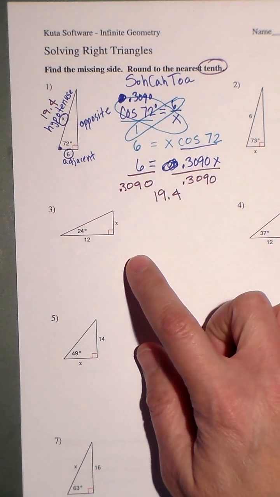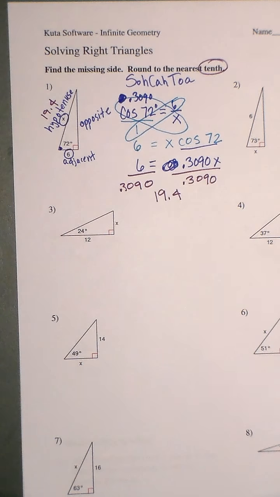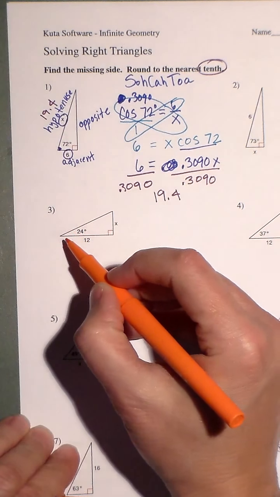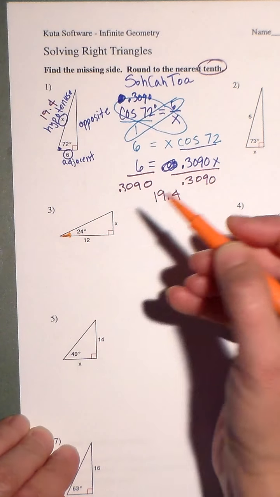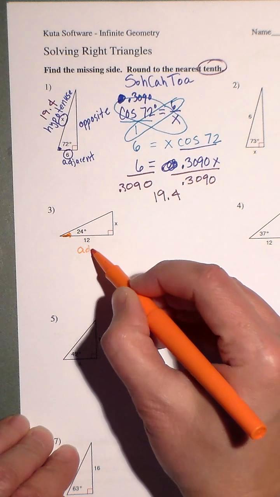So let's do a little bit better example. Let's do number 3. Number 3, your angle is right here. That's 24. So let's label. That means this is the adjacent side.